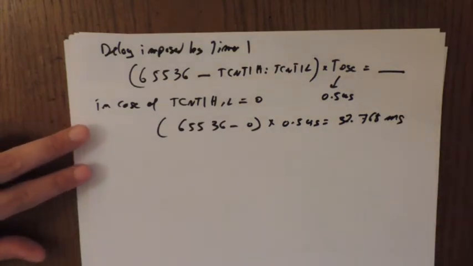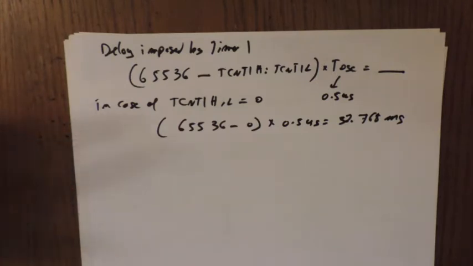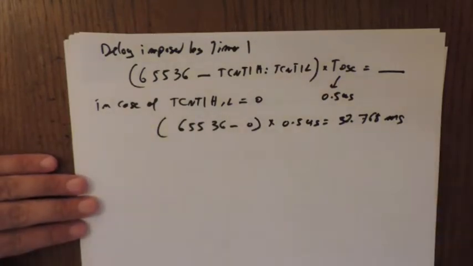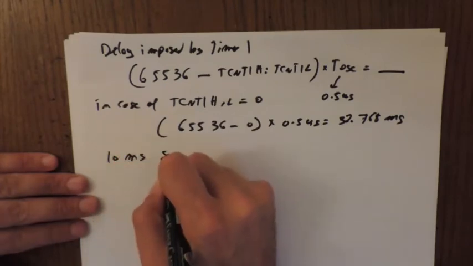So the problem becomes, what is the value of timer counter to have, for example, a 10 millisecond delay? Okay, so let's say I want not 32.768 milliseconds, I want a 10 millisecond delay.